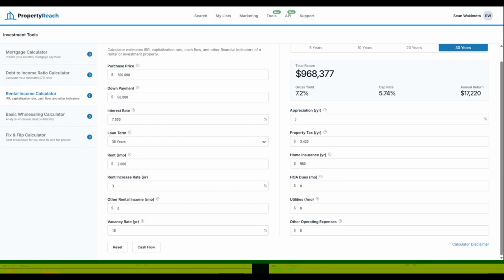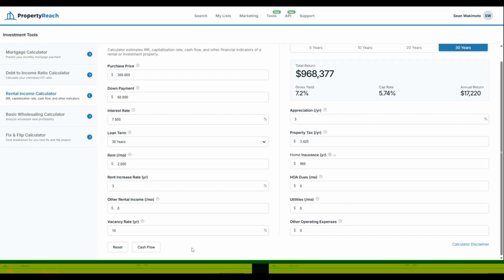I then have 0 HOA dues and 0 utilities. These are usually paid by the tenant. And then other operating expenses, I'll put 0. A lot of the times what you would do is just save money from your income into an emergency fund. And you can count that as another expense if you wanted to, but it's up to you. And what's neat is on the right side, I can see total return over 30 years, 20, 10, or 5 years. What's the percentage in gross yield, the cap rate, annual return, but I want to ignore that.